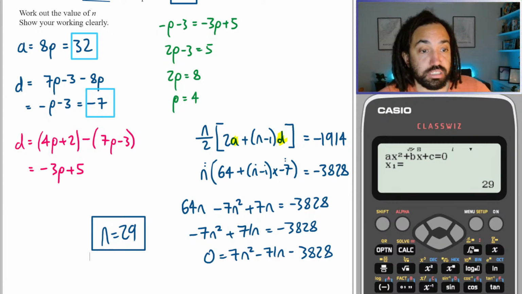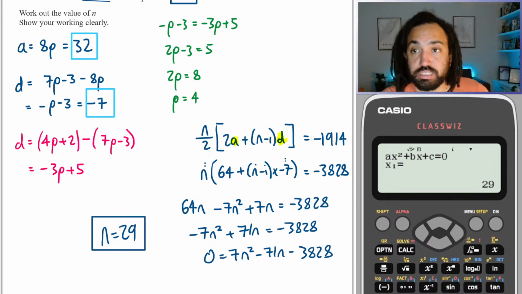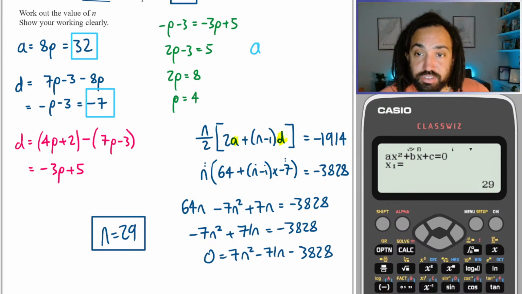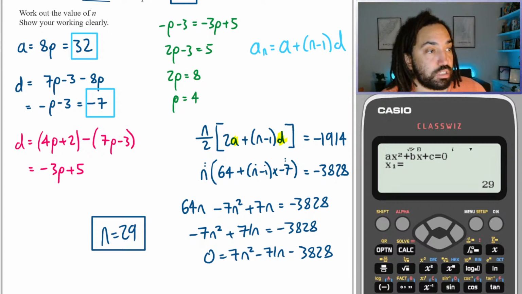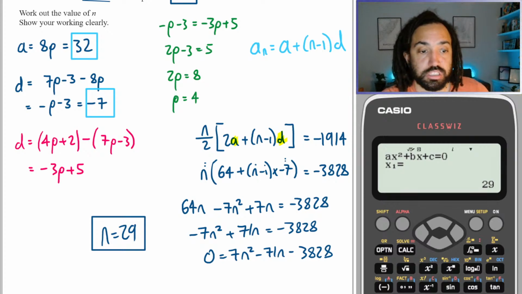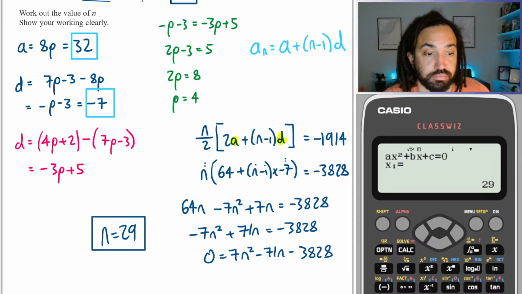Why do sequences have 3 different methods? Not quite sure what you mean by that, but what you need to know for sequences is that any given term is equal to the first term plus n minus 1 terms multiplied by the difference. And you also need to be able to use the summation formula as well.